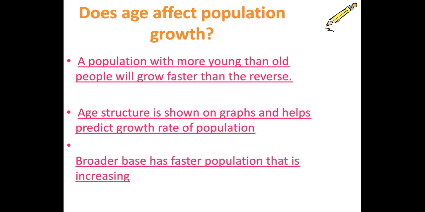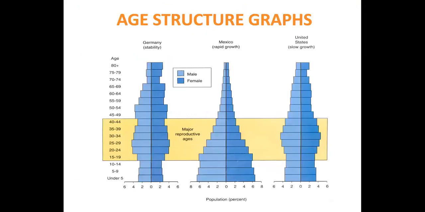Okay. So there is what is known as age structure, and this is shown on graphs that are going to come up here, and it helps predict the growth rate of a specific population. You can pull these up and see these for all of the countries of the world. If there's a broader base on an age structure graph, then it has a faster increasing population. You'll see this on these slides. So this is what an age structure graph looks like. Has anybody ever seen one of these?